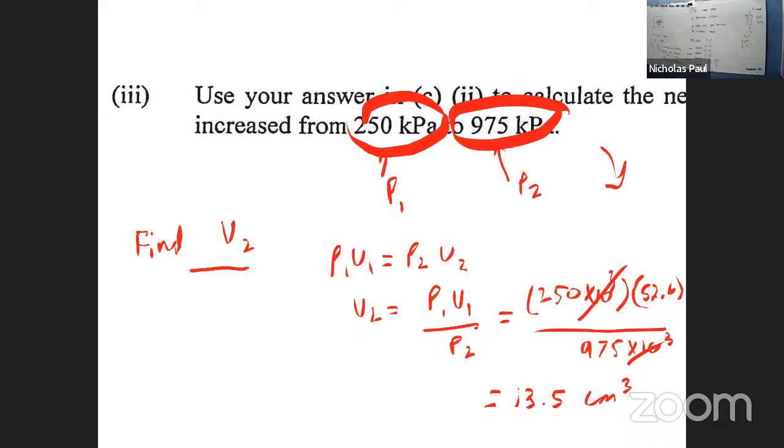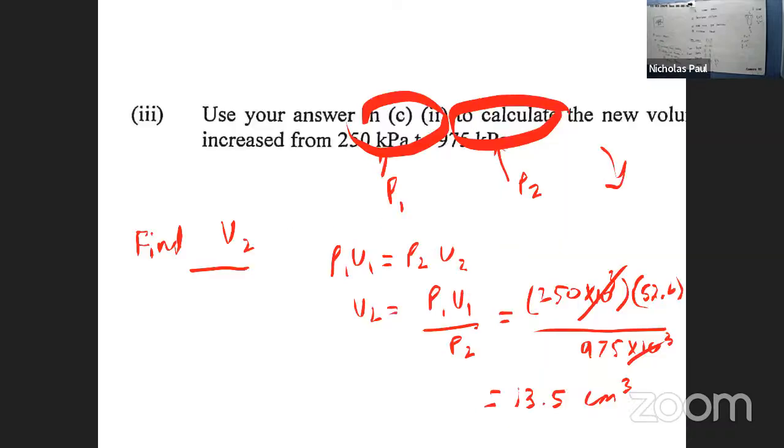Nice. Let's go again. Copy down. Any questions online? Copy down. Let's go again.